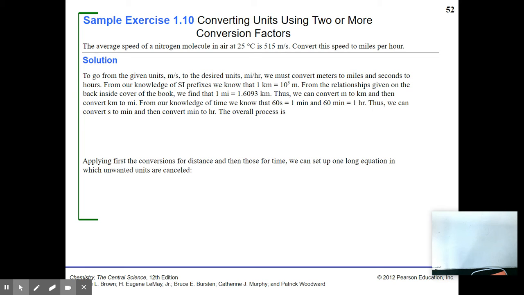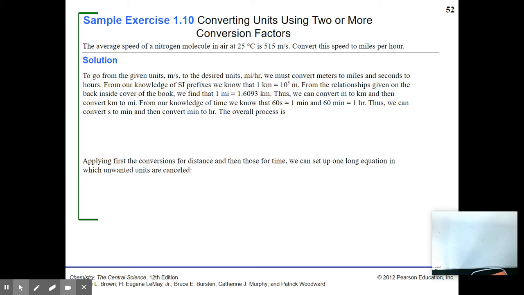So looking at here, we're in Sample Exercise 1.10. The average speed of a nitrogen molecule in air at 25 degrees Celsius is 515 meters per second. Convert this speed to miles per hour. Okay, so we've got meters per second. We need to go from that to miles per hour.